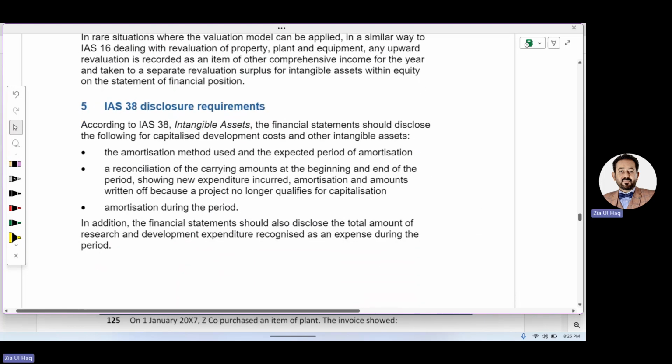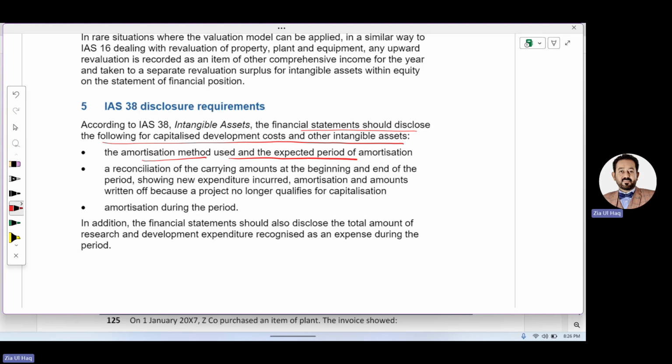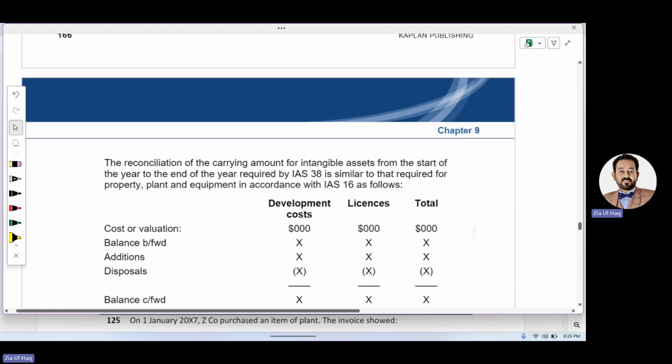Under IAS 38 intangible assets, the financial statements should disclose the following: capitalized development cost under intangible asset. There should be disclosure for this as well. The amortization method used and expected life. The reconciliation of carrying amount at the beginning and end of the period, meaning the closing current year figure as well as the previous year figure. And amortization during the period is what you need to disclose.